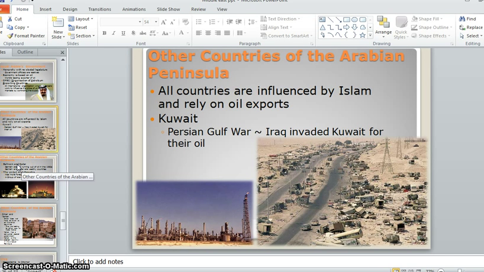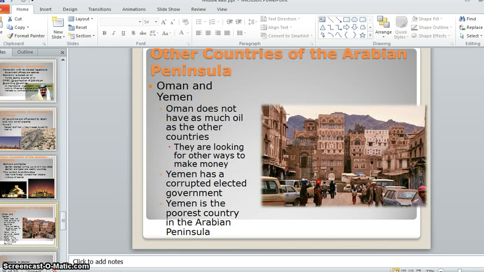Some other countries in the area, they all are influenced by Islam and rely on oil exports. And Kuwait, during the Persian Gulf War, was invaded by Iraq for their oil specifically. Oman does not have as much oil as the other countries. They're looking for other ways to make money. And also today, Yemen has a corrupt elected government, and it's the poorest country, though, on the Arabian Peninsula.